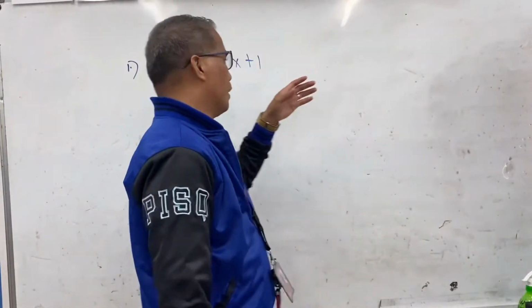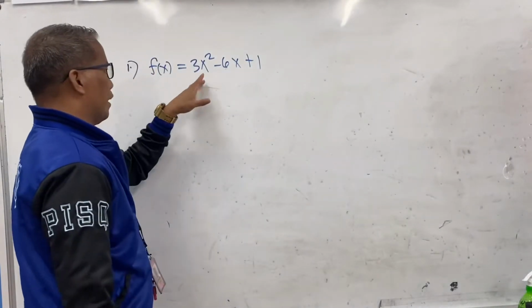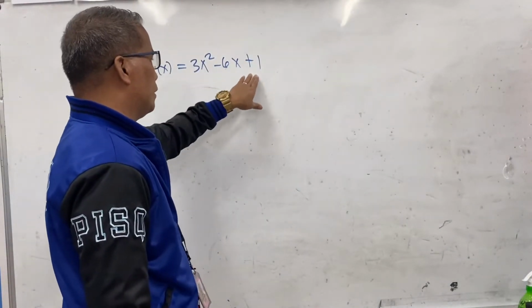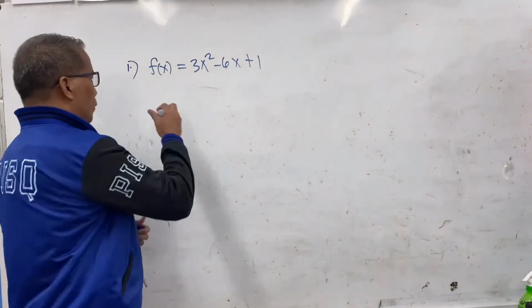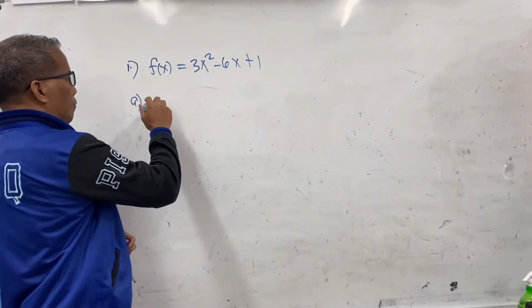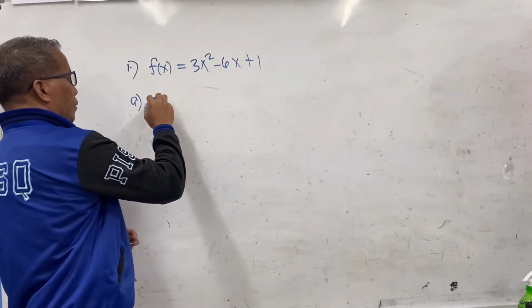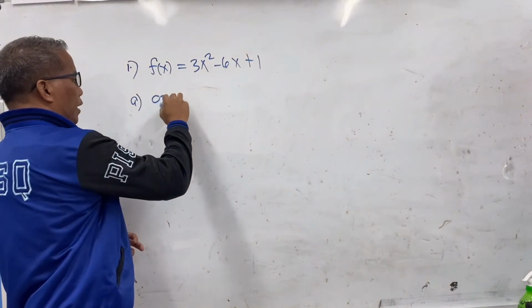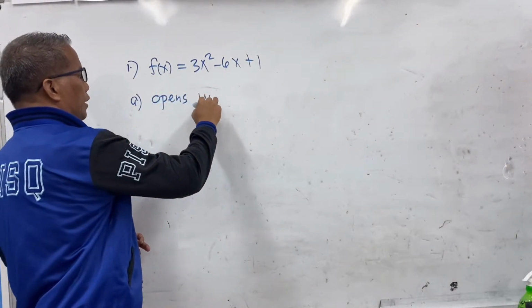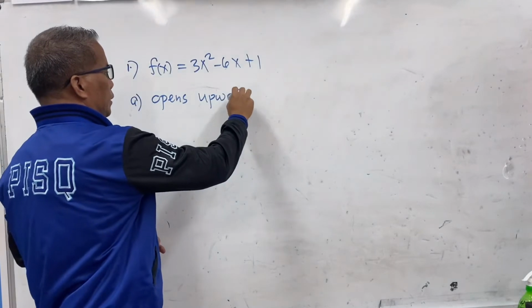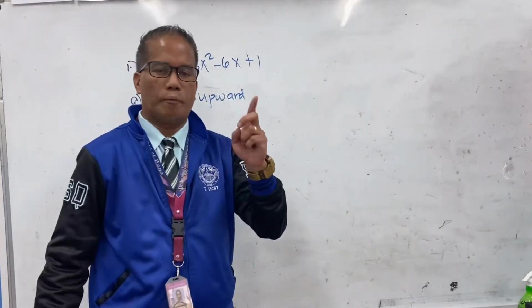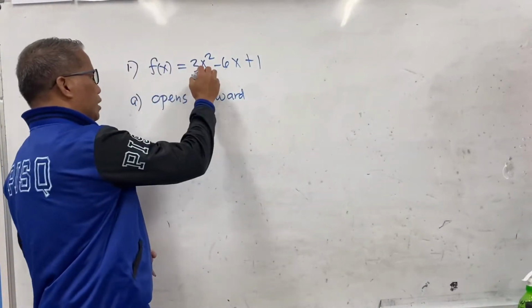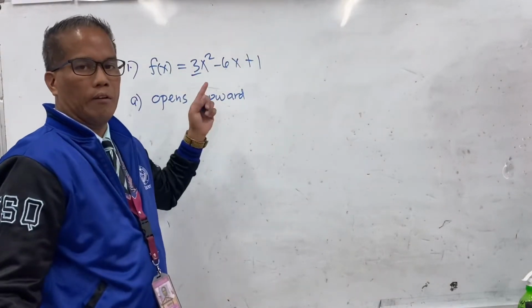So here is the example. We have f of x equals 3x squared minus 6x plus 1. First, we are going to identify the opening of the parabola. The parabola opens upward. Why does it open upward? Because the value of a is positive. So a equals positive 3.